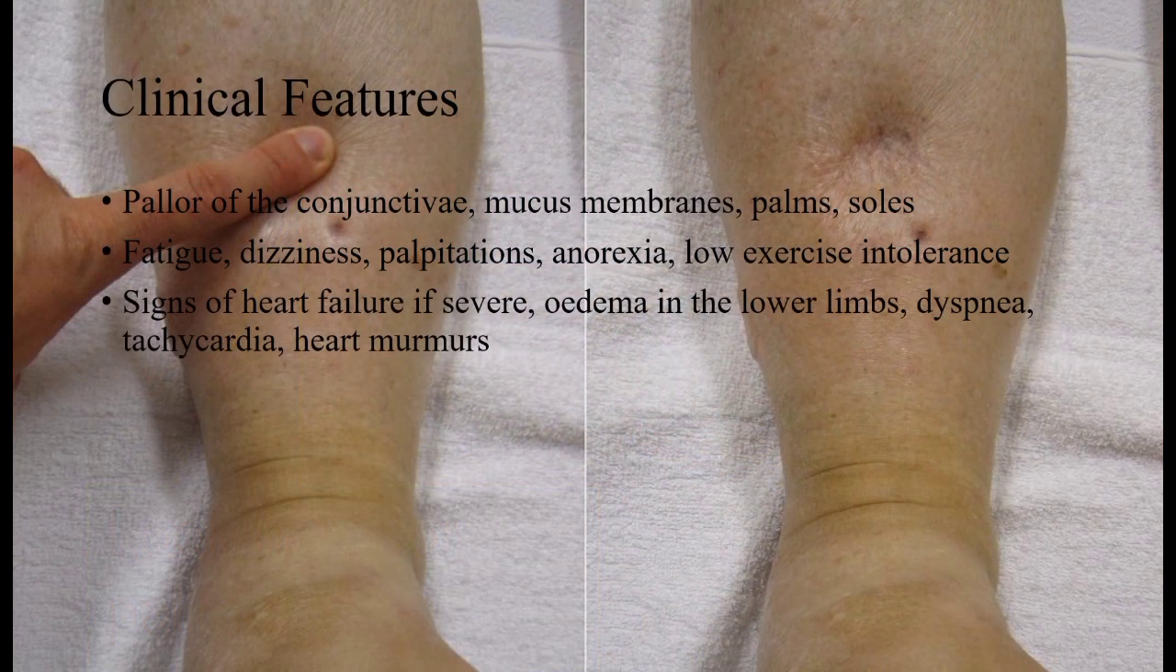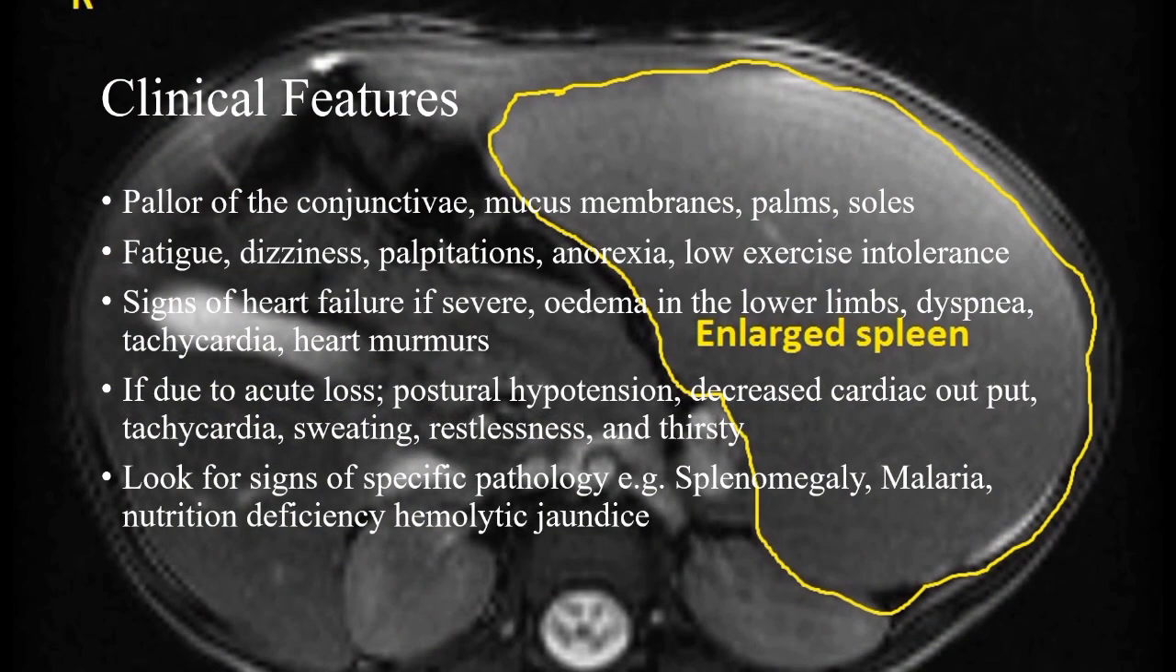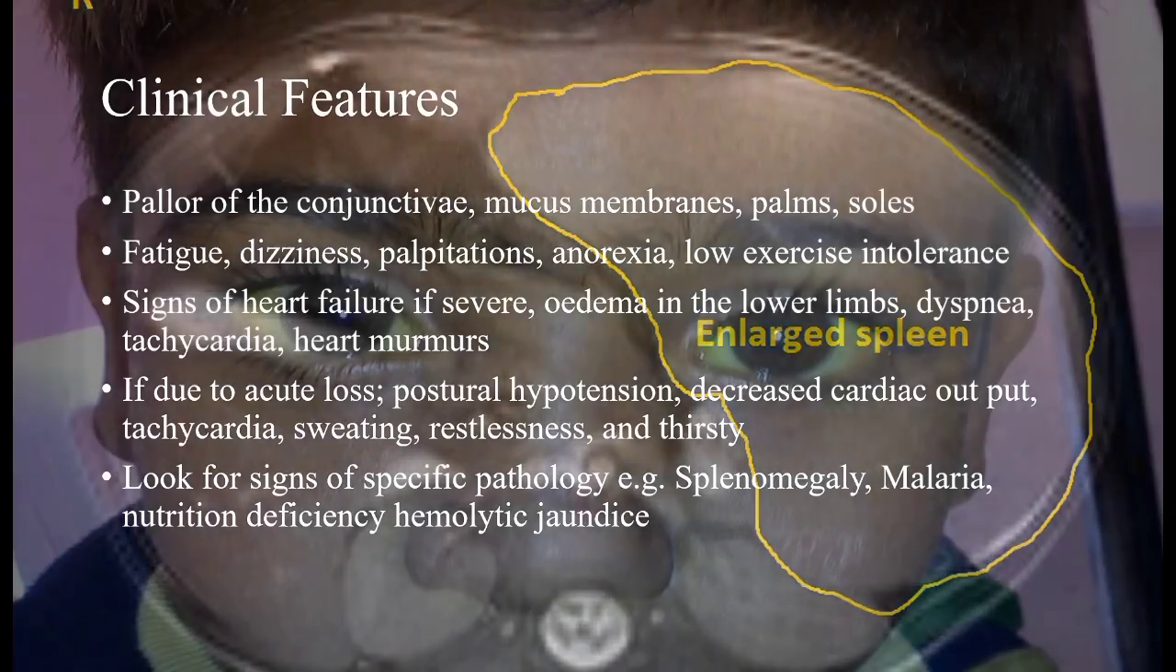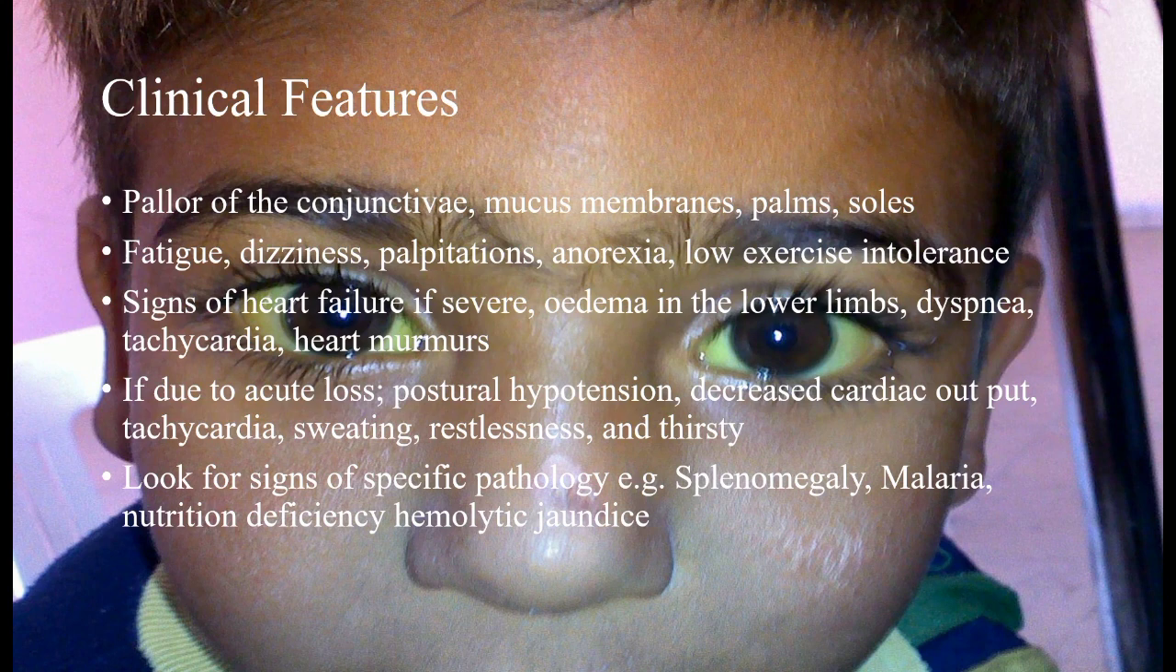Edema in the lower limbs, as you can see in the illustration at the back. We have pitting edema. We have dyspnea, tachycardia, and heart murmurs. And if it is due to acute loss, we have postural hypotension, decreased cardiac output, tachycardia, sweating, restlessness, and thirst. You can also look for signs of specific pathology, e.g. splenomegaly. We can look for malaria. There is nutrition deficiency or hemolytic jaundice, the way you see our young patient at the back.